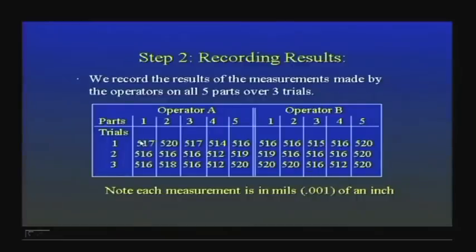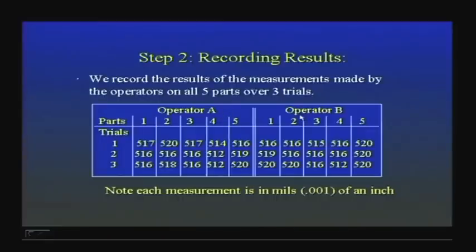Now notice a couple of things here. There are variations in reading to reading, measured by the same operator on the same part. What would this be attributed to? This is the repeated application of the gauge, so this will give me an idea of repeatability. And now if I work out the overall average of all this and compare that for operator A to operator B, I'll get an idea of what we call reproducibility.